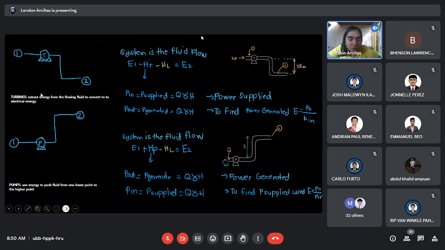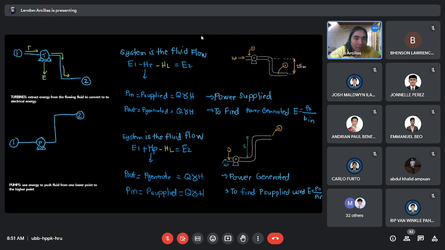Again, yung definition ng turbines, it extract energy from the flowing fluid to convert to electrical energy. So, for example, ito yung aking fluid flow. Okay? So, sa turbine tayo ha. So, ito yung fluid flow, ito yung pipings, okay? Ininsertan natin ng turbines. So we are also considering na meron talagang head loss, okay? So again, meron tayong fluid na papasok dito sa pipe. And then papasok siya sa turbines. Ano kayang mangyayari doon? So pag papasok siya sa turbine, yung energy ng fluid na yon is gagamitin ng turbine to produce electricity. Okay? So ang energy ng nagfo-flow na tubig is gagamitin niya to produce electricity.